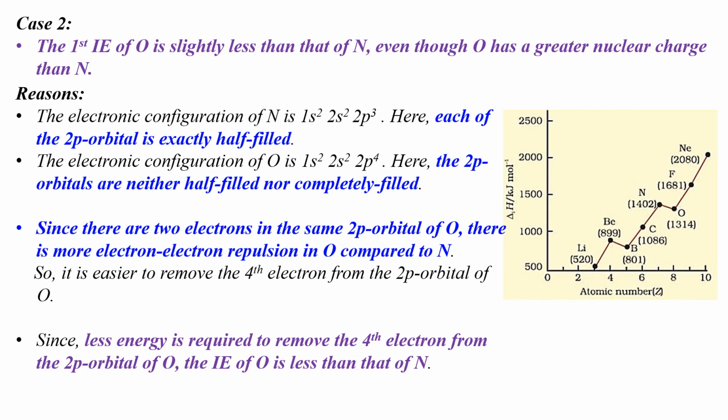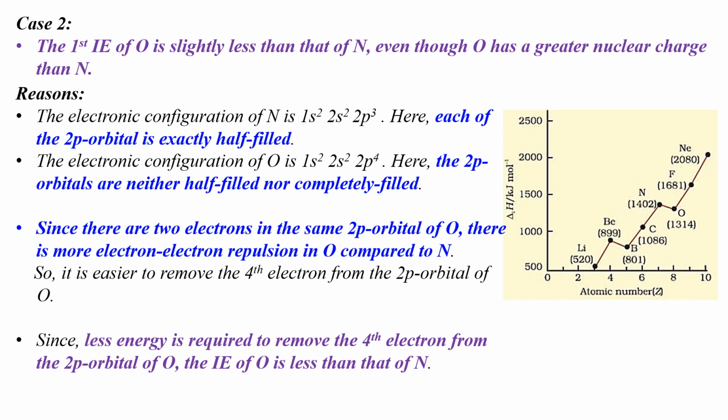Look at the second case. The first ionization enthalpy of oxygen is slightly less than that of nitrogen, even though oxygen has a greater nuclear charge than nitrogen. Now look at the electronic configurations of nitrogen and oxygen. The electronic configuration of nitrogen is 1s2, 2s2, 2p3. Here, each of the 2p orbitals is exactly half filled. The electronic configuration of oxygen, on the other hand, is 1s2, 2s2, 2p4. Here, the 2p orbitals are neither half filled nor completely filled.